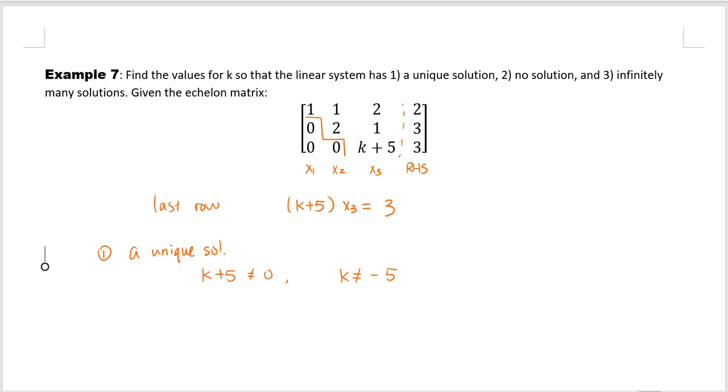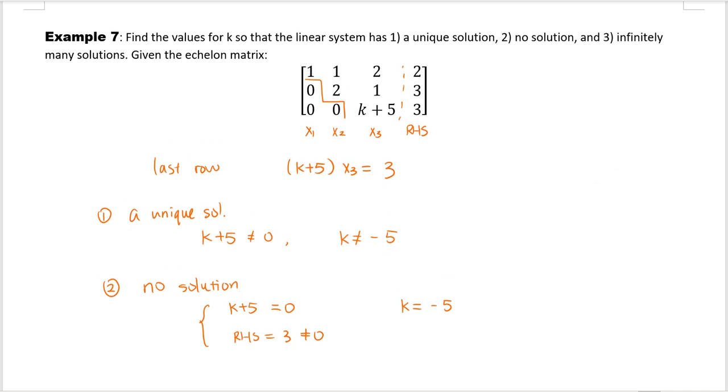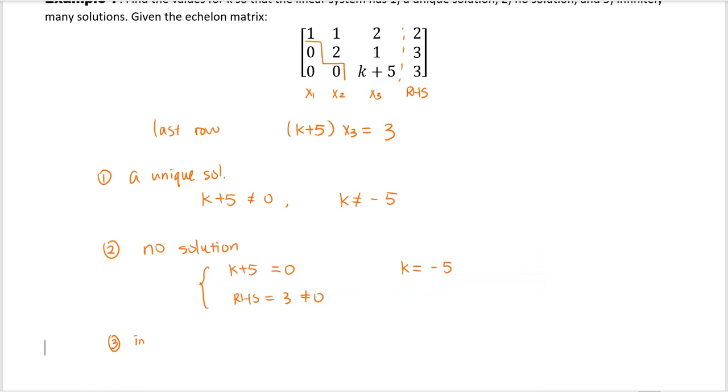And then how about no solution? Well, no solution is when the coefficient of x3, which is k plus 5, is 0, and the right hand side is not 0. Good, because the right hand side 3 is not 0, so we're good. And then we just solve for k is -5. So when k equals -5, the linear system has no solution. And how about infinitely many solutions?